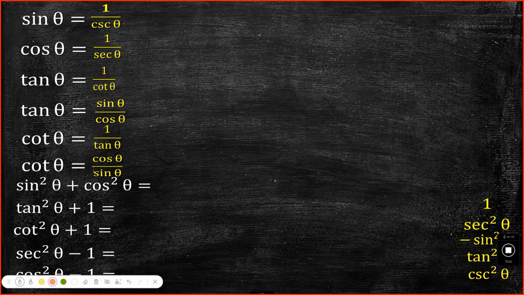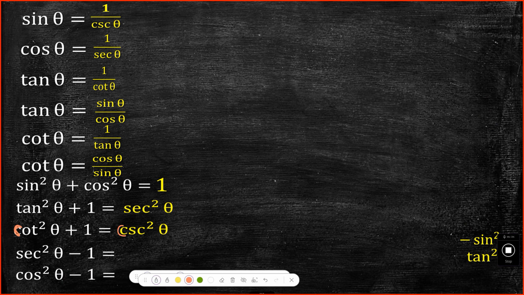And what's sine squared theta plus cosine squared theta? 1. What is tangent squared theta plus 1? Secant squared theta. Cotangent squared theta plus 1. It starts with the C. If this one right here starts with the C, the other one starts with the C. Which one is it? Cosecant squared theta. Secant squared theta minus 1. Can somebody tell me what secant squared theta minus 1 is?